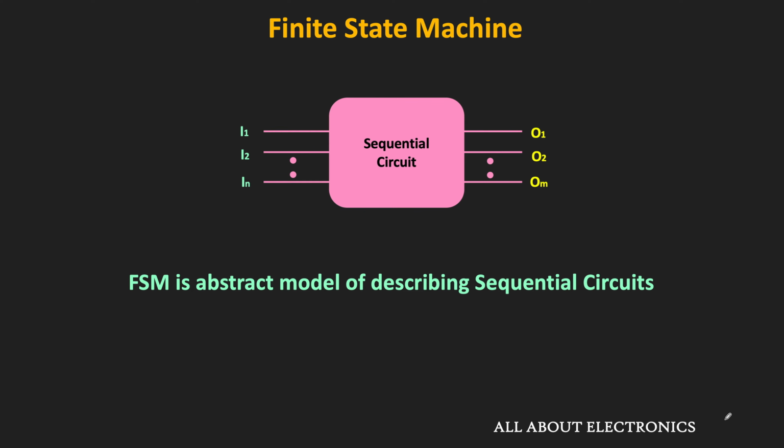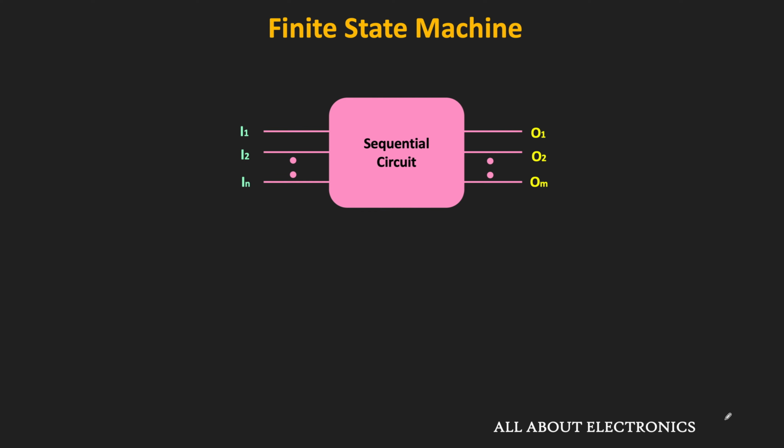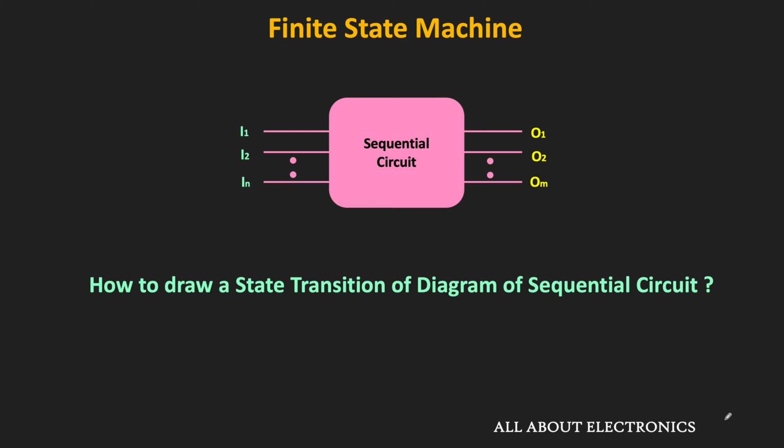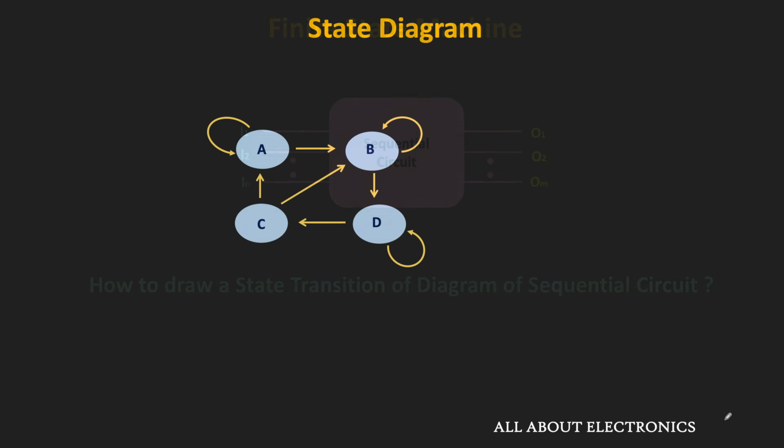We can analyze the behavior of any sequential circuit using the state transition diagram and the state table. First, let us see how to draw the state diagram of a given sequential logic circuit. In the previous video, we already saw some basics of the state diagram, and we have seen that the state diagram is a pictorial way of representing the behavior of the FSM.